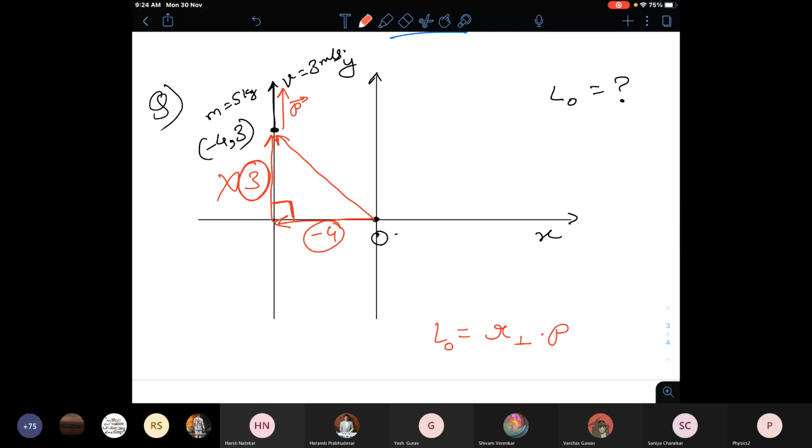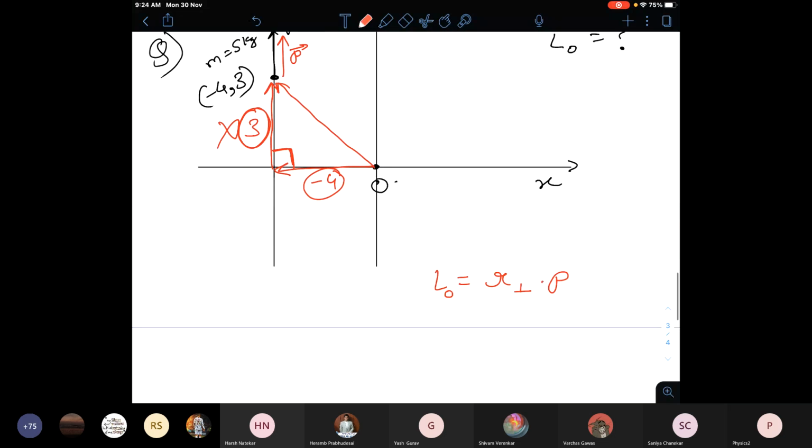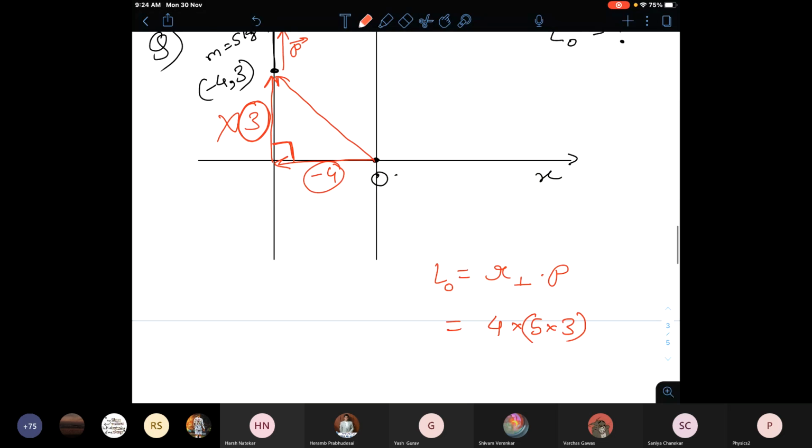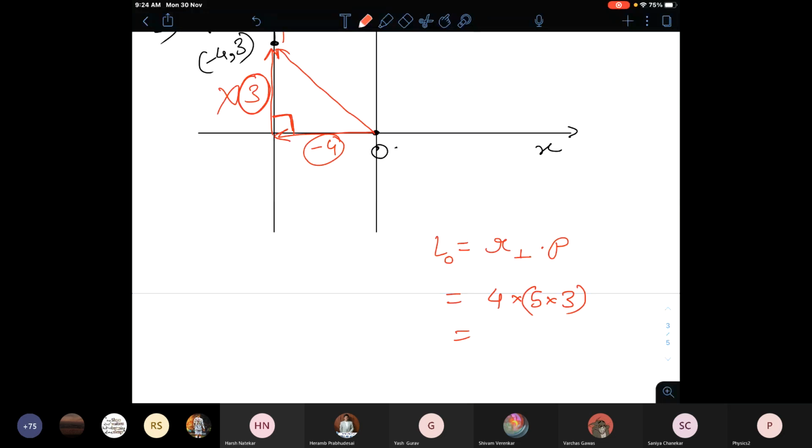Since it is perpendicular to P, I can use that. So R perpendicular will become 4. I just need the magnitude, I am not interested in the direction, so I'm writing it as 4 only, not -4, into P. P is how much? M into V, 5 into 3. So this comes out to be 20 into 3, 60 kg meter square per second. This will be the angular momentum about point O.